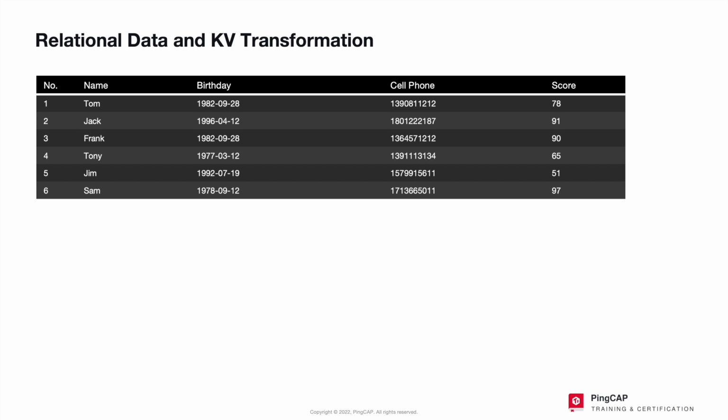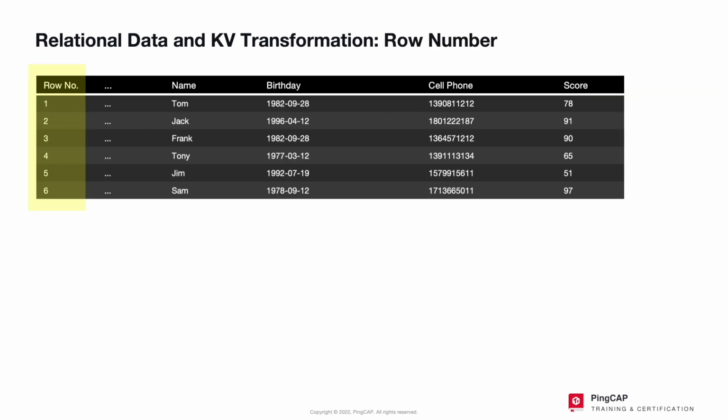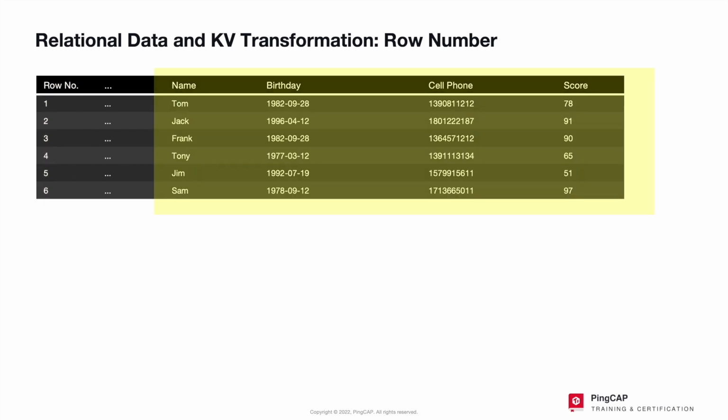Let's use an animation to explain the mutual transformation of relational data to key-value pairs. The diagram shows a relational table with a numeric column as the primary key. We mean number. The remaining columns, name, birthday, cell phone, and score, make up the value part. The new column, along with the ... signify the separation of key and value.